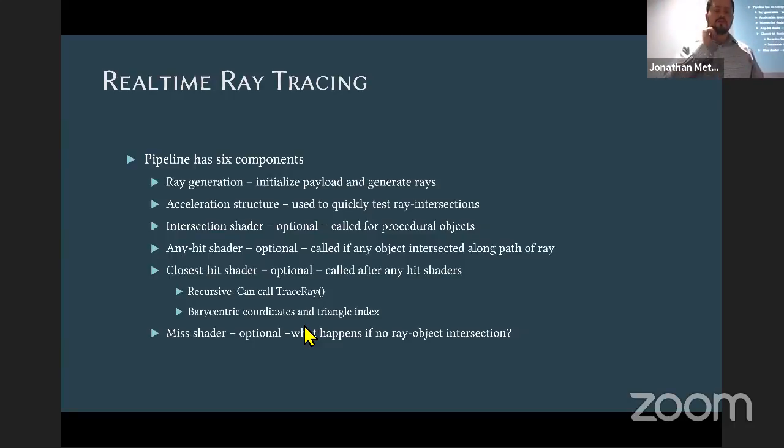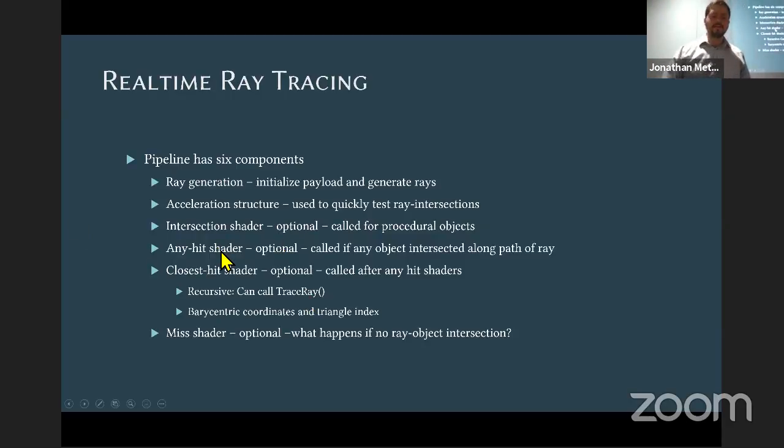Okay, so going back to real-time ray tracing, we were talking about the 6 components, right? You have ray generation, so this is when we initialize the payload and we shoot off the rays. And then we have the acceleration structure, which is going to test our ray intersections. Hopefully it's using something more sophisticated than a list, right? Because that's O(n) per pixel. While it's going through the acceleration structure, it's doing 2 things. The first one is calling the intersection shader if you specified one, which is useful for procedural objects. Otherwise, we're testing triangles, ray-triangle intersections.